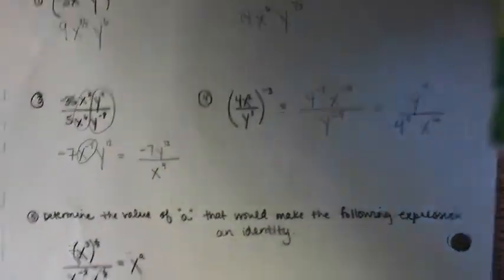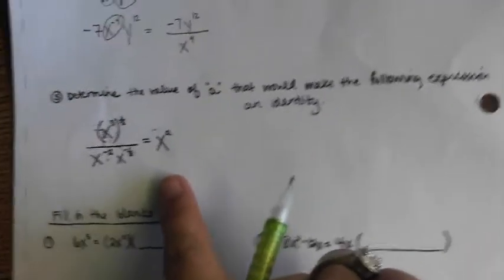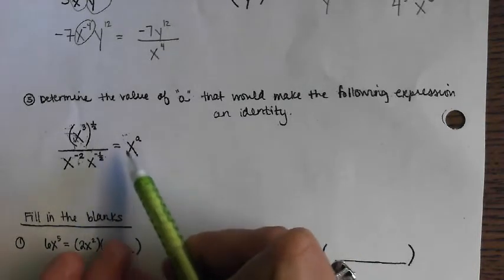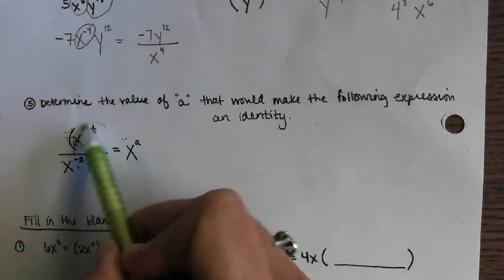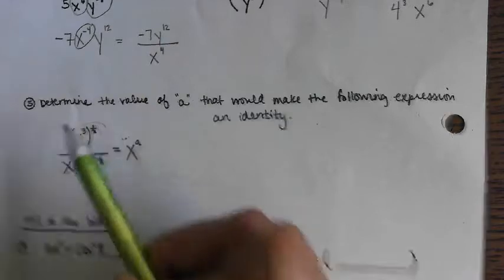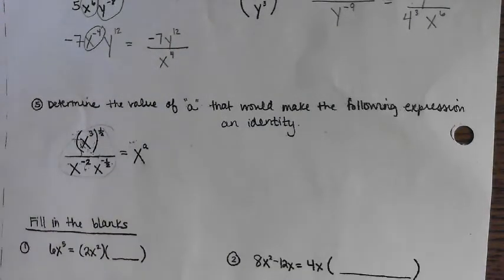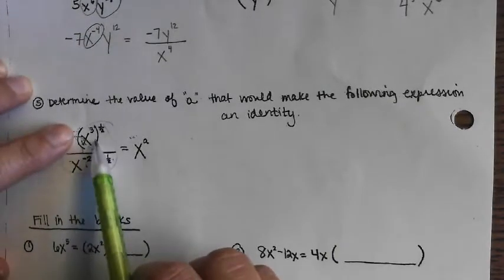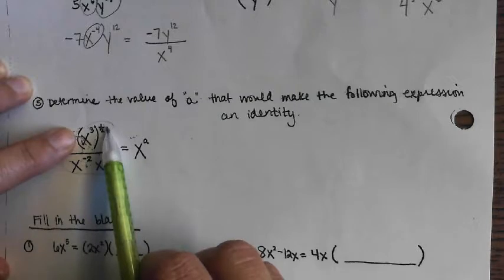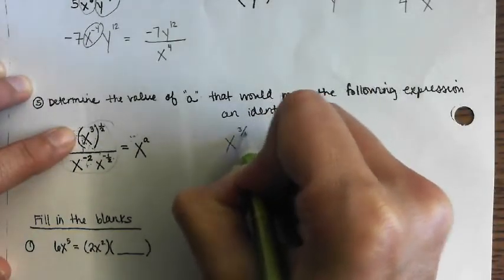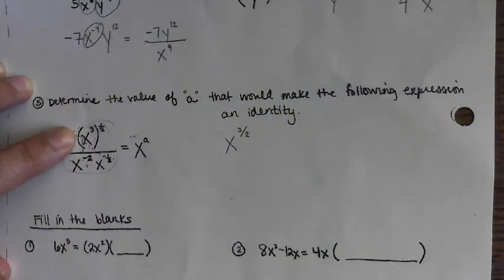Okay? Number 5 asks you, what is the value of a that would make this an identity? So essentially, we need to simplify this down into just x to some power, and whatever that power is going to be the value of a. So on our numerator, power to power means multiply. So 3 times a half is 3 halves. So that's going to be x to the 3 halves.